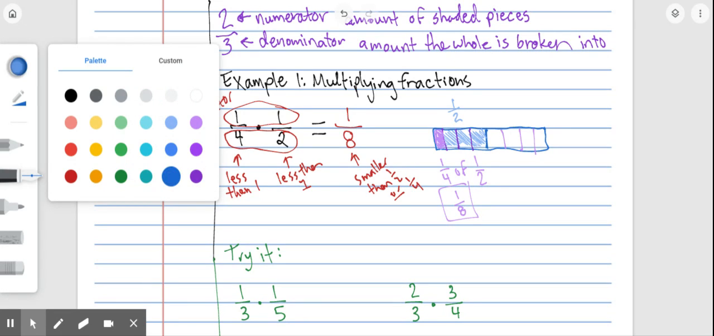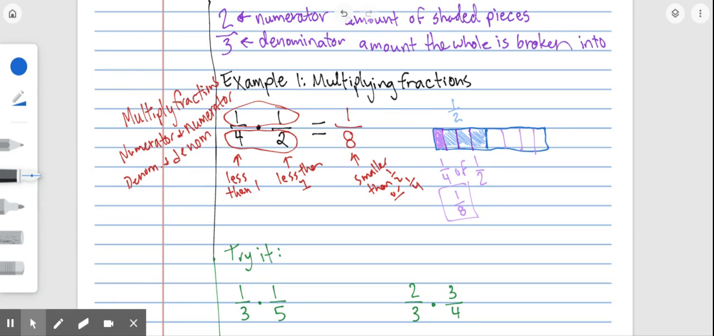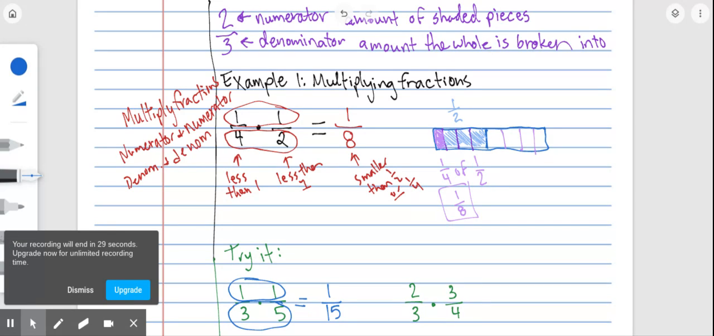Okay, you should be back because you've paused the video and you've tried these problems. So I'm going to remember for the first one, I'm going to multiply straight across for the numerator. 1 times 1, and that becomes my new numerator, 1. Then I'm going to multiply straight across for the denominator also. 3 times 5, which becomes 15. So this question that's saying, what is 1/3 of 1/5, is actually 1/15. So 1/3 of 1/5 is 1/15. That's my answer here.